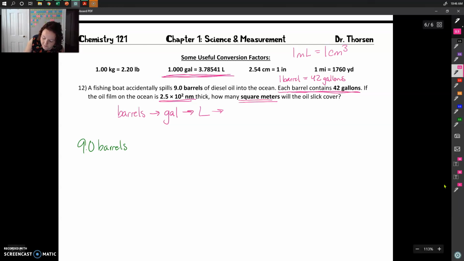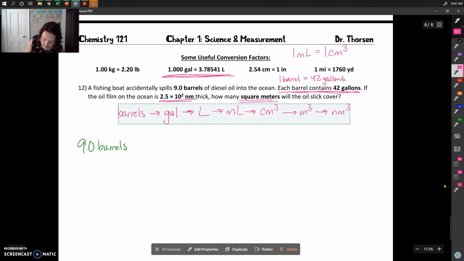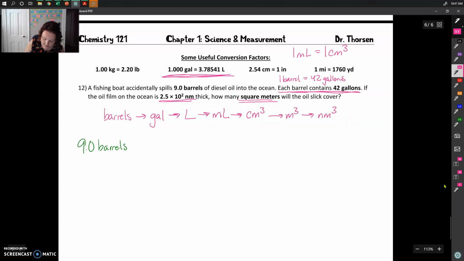So since this conversion goes from milliliters to cubic centimeters, that means I need to get liters into milliliters first, and then I can take the milliliters into cubic centimeters. Now, once I'm into cubic centimeters, I'm just 2 steps away from getting to cubic nanometers because I could go to cubic meters first, and then I could go to cubic nanometers. And so this path that I've outlined up top here is going to be our roadmap for this process.